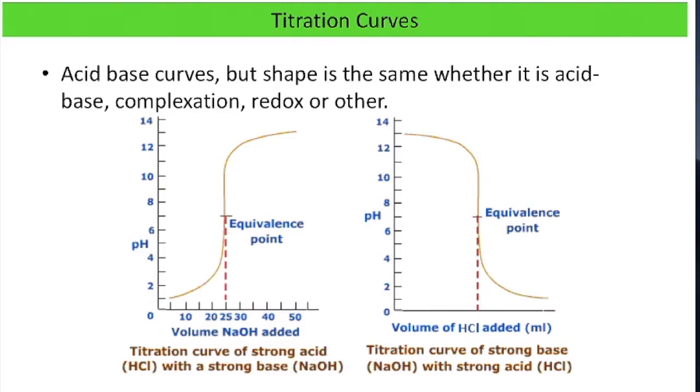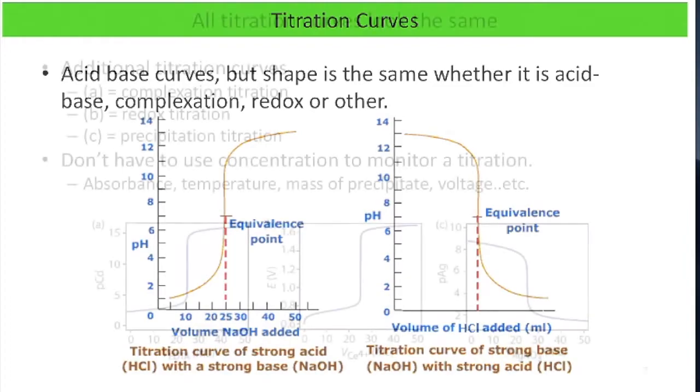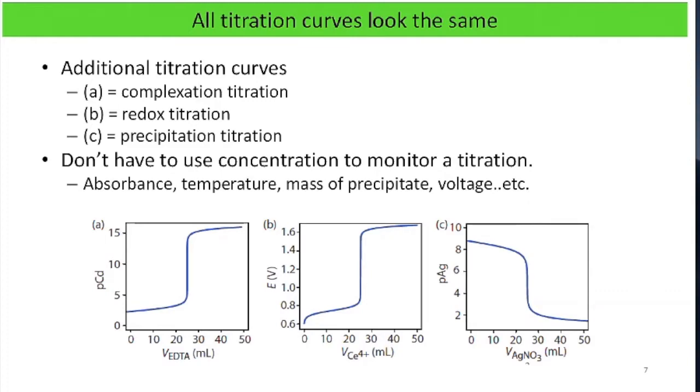You'll be monitoring something else, maybe voltage. And the volume of titrant is still going to be on the x-axis, but it wouldn't be an acid or a base. It might be EDTA, for example, when you're doing the copper EDTA titration, or it could be the volume of dichromate, for example, in a redox titration.